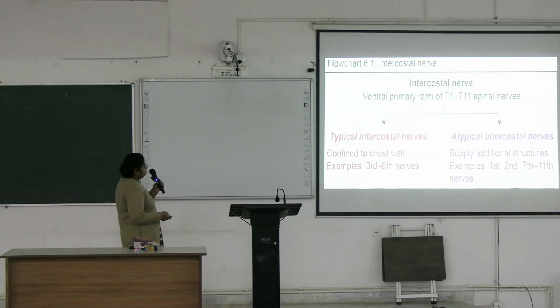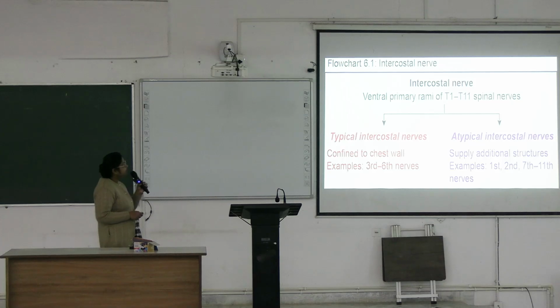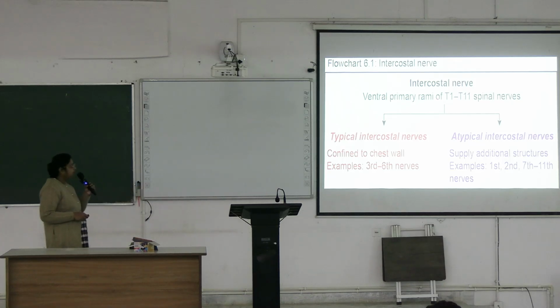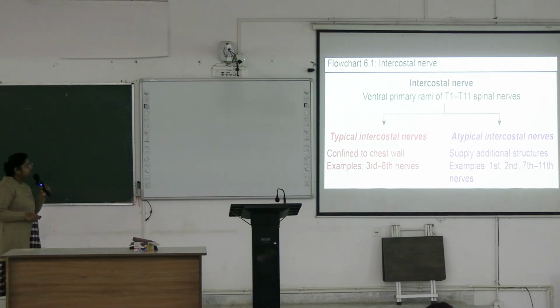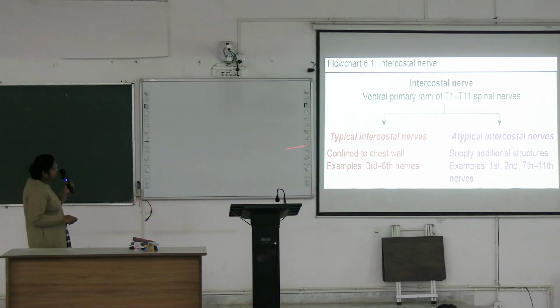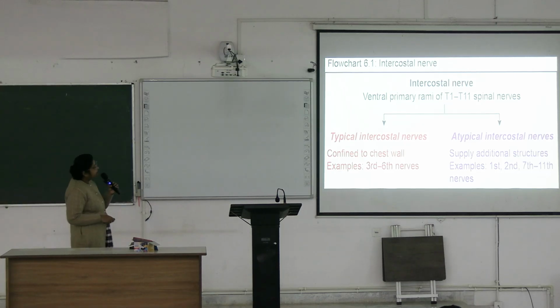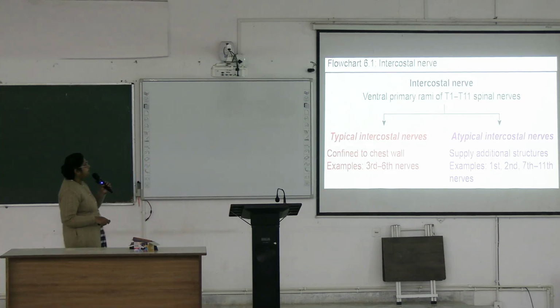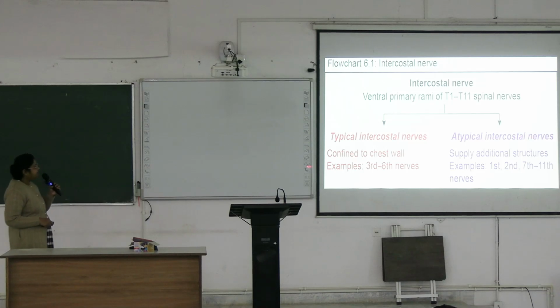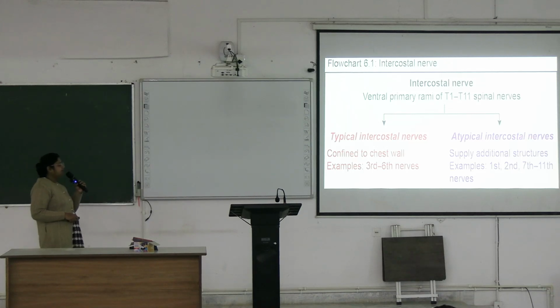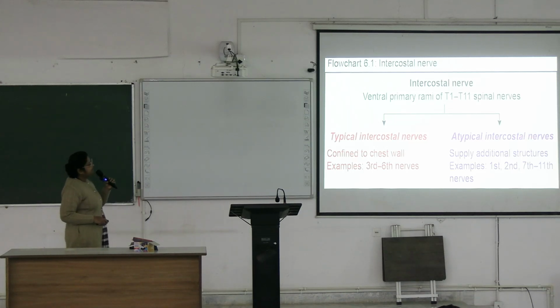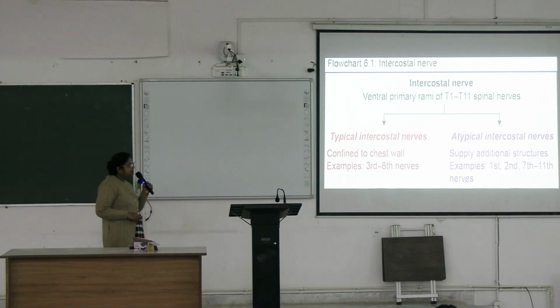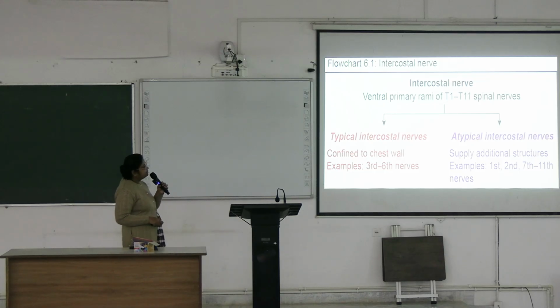So intercostal nerves are the ventral primary rami of the first to 11th spinal nerves. There are typical intercostal nerves and atypical intercostal nerves. Typical intercostal nerves are confined to the chest wall. Examples are the 3rd to 6th nerves. Atypical intercostal nerves supply additional structures. Examples are the 1st, 2nd and 7th to 11th.